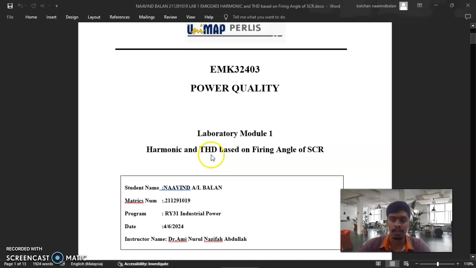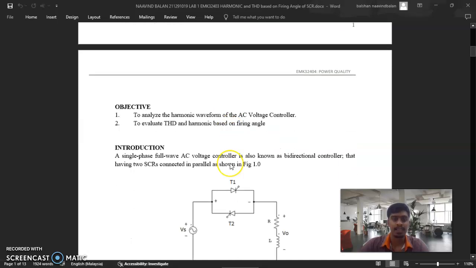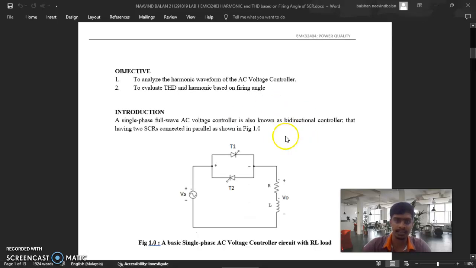So today I would like to present the Lab 1 module, that is harmonics and total harmonic distortion based on firing angles and SCR. From here, the objective is to analyze the harmonic waveforms of the AC voltage controller and to evaluate the THD and harmonics based on firing angle.